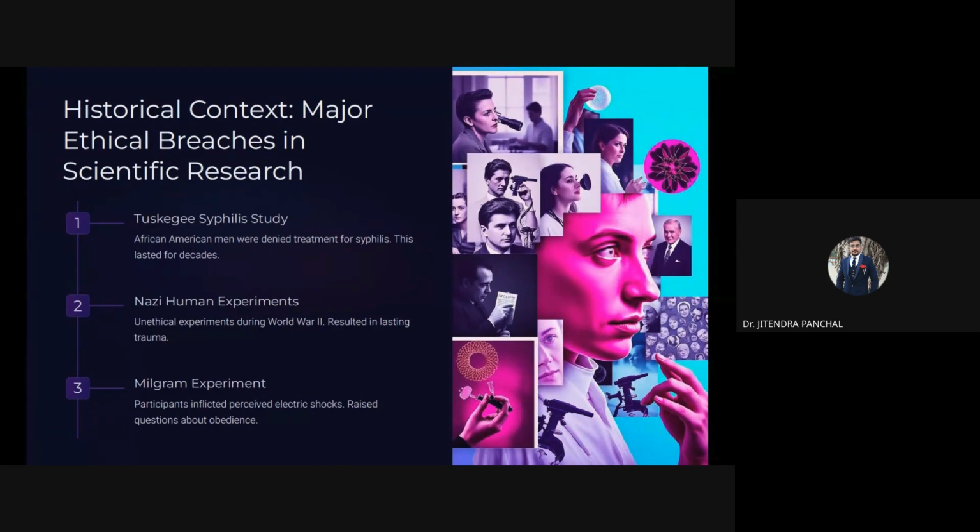Next is the Nazi human experiments. In World War II, German scientists performed many kinds of experiments on prisoners, for example chemical experiments, trying to find ways to protect German soldiers if a biological or nuclear weapon was used, or to improve their immunity against such weapons. This was a very dangerous experiment. Next is the Milgram experiment. You can search about all these experiments I have listed here.